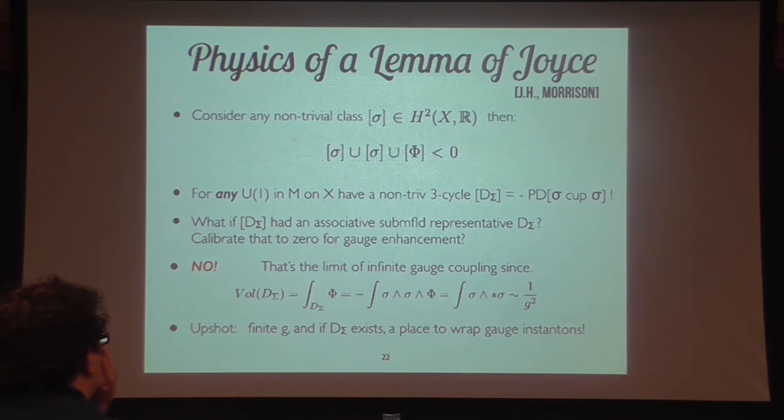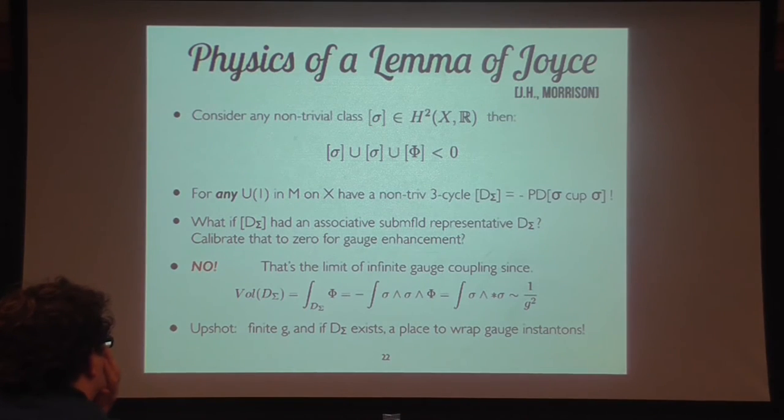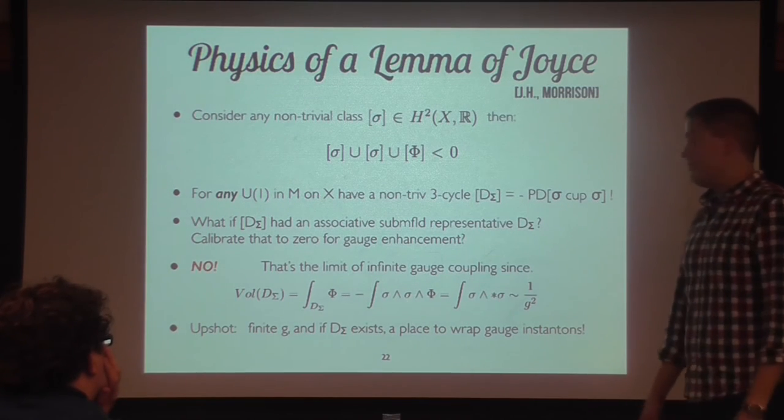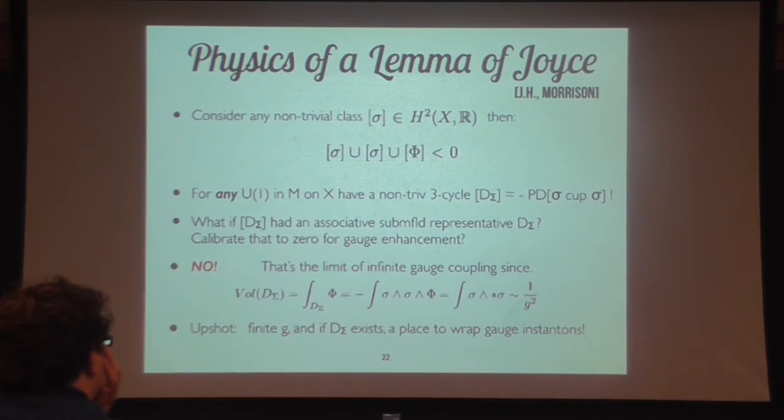Okay, good. So the upshot, first of all, because this volume is positive, according to this identity, this inequality, you have a finite gauge coupling, and if D sigma exists, you could also wrap a gauge instanton. You could wrap an M2 brane on that submanifold and have an e to the minus 1 over g squared type correction, reducing the gauge coupling. Good. So I want to deduce additional features of X from physics and then see what to calibrate based on doing that. So I'm going to just go gauge theory for a second.